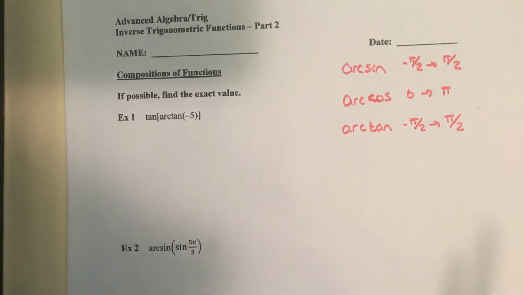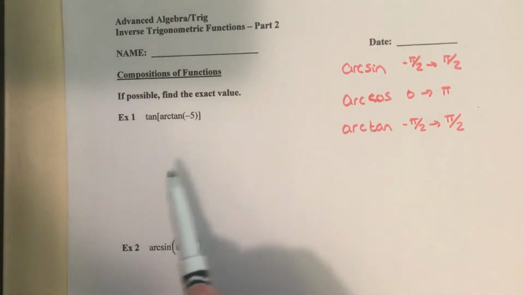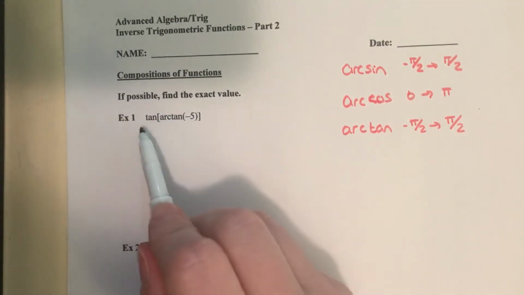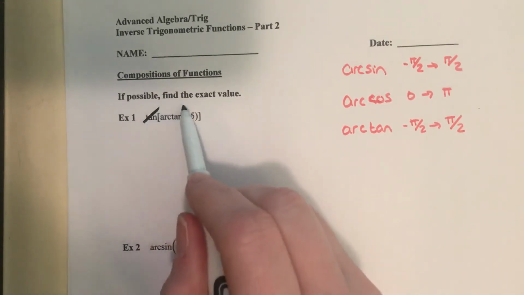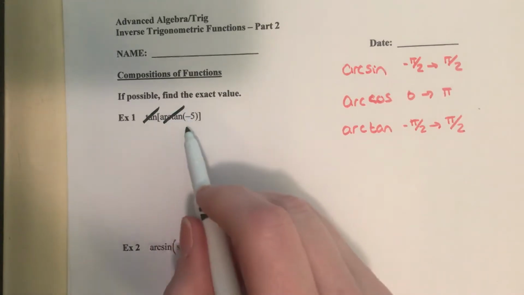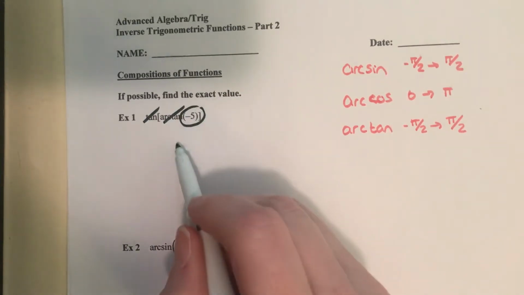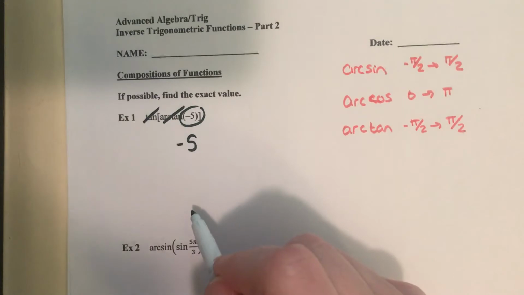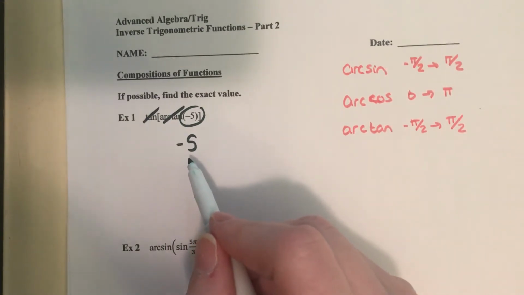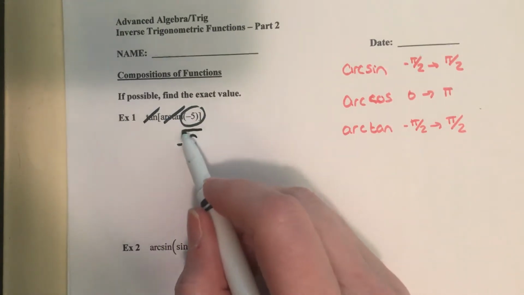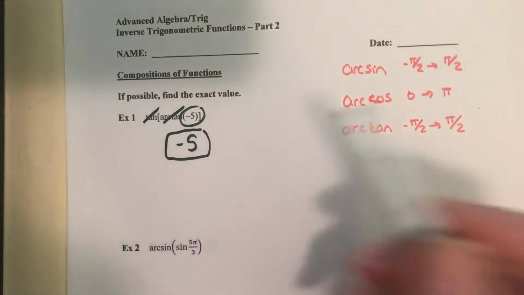So let's start with number 1. Number 1, we have the tangent of an arctangent of negative 5. What happens when you have an inverse and the original function is they cancel out. Inverse means opposite. So as long as negative 5 is an answer in our domain, which, if you remember, tangent goes from negative infinity to positive infinity, negative 5 would be an answer that would work. We are all set.